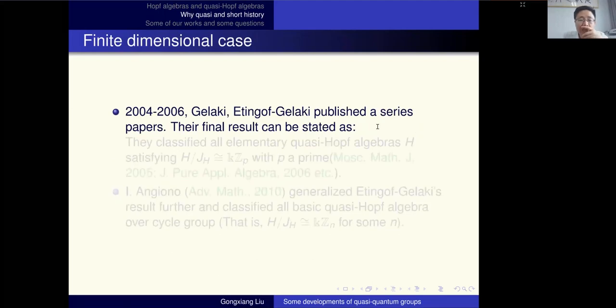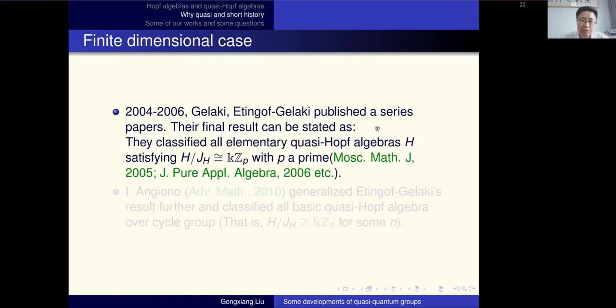The new development should be credited to Etingof and Gelaki. From 2004 to 2006, Etingof and Gelaki published a series of papers, maybe more than three papers, but I just want to describe their final result. Their final result can be stated as follows. They classify, please remember, not only construct some genuine quasi-Hopf algebras, they classify, not only construction. That's an essential contribution to this direction.